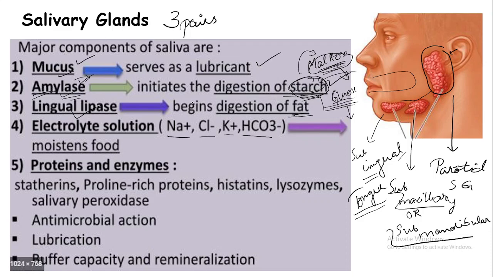All right, next component, proteins and enzymes. Statins, proline rich proteins, histamines, then lysozymes, salivary peroxidase. Lysozymes especially, we hear most of the time about this, and salivary peroxidase. Both of these have antibacterial or antimicrobial action.